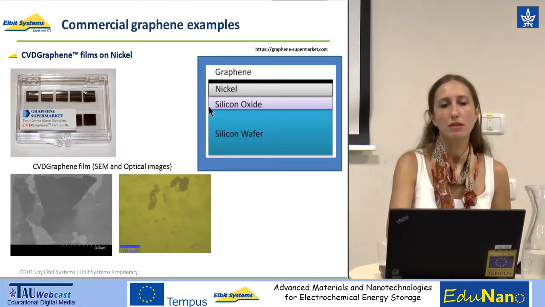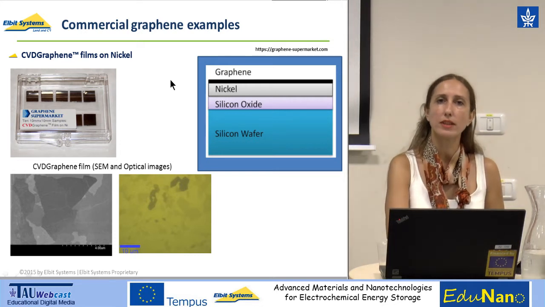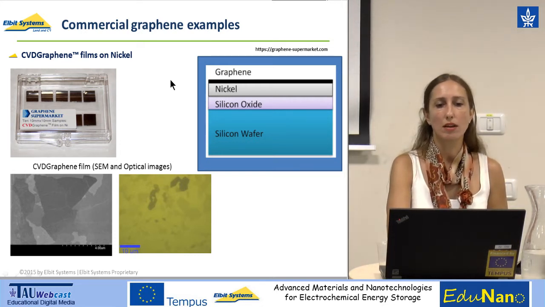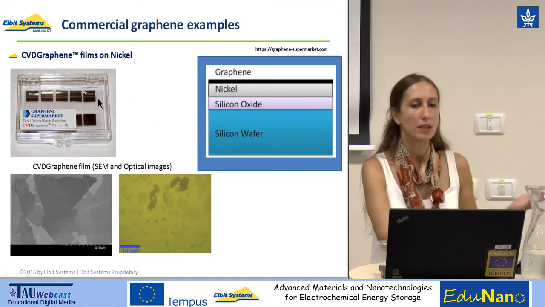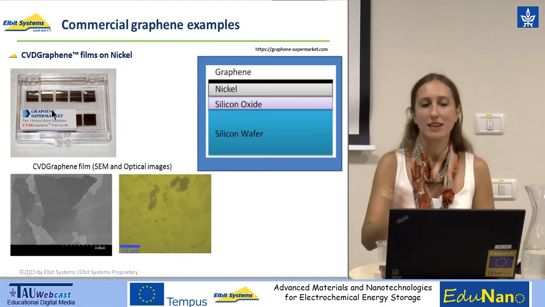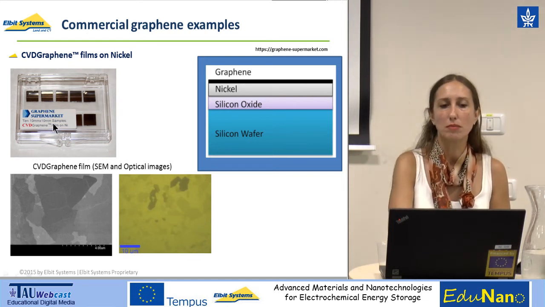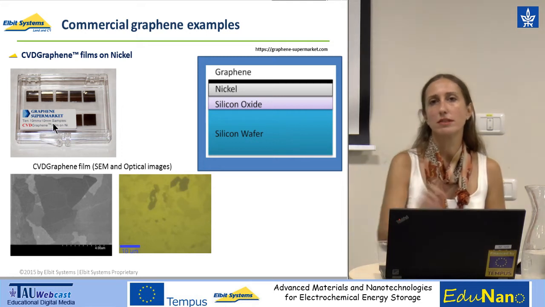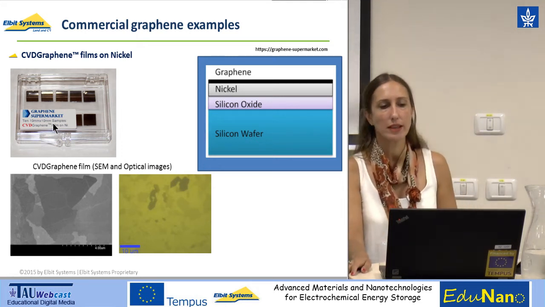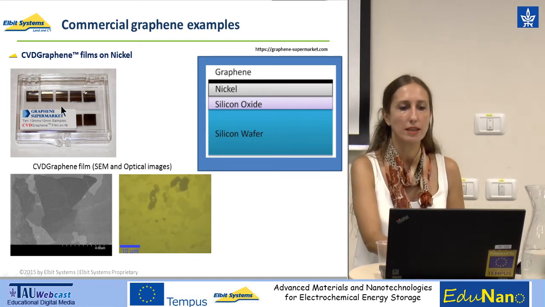What I wanted to show here is some commercial graphene examples of CVD graphene sheets attained on a nickel substrate. We are talking about samples that can be purchased today via the internet in the graphene supermarket, for example. We are talking about samples in the range of 10 millimeter to 10 millimeters, so 1 square centimeter surface area of CVD graphene films on nickel.